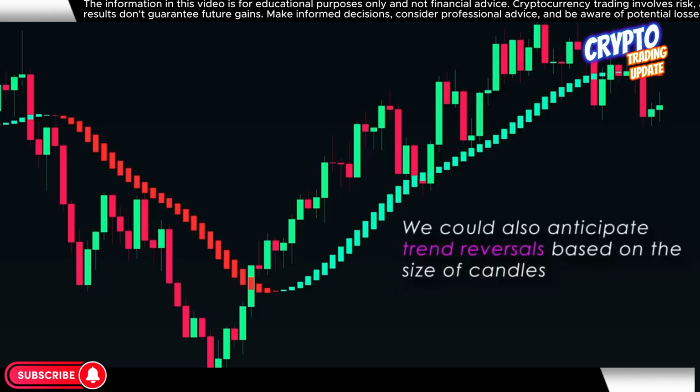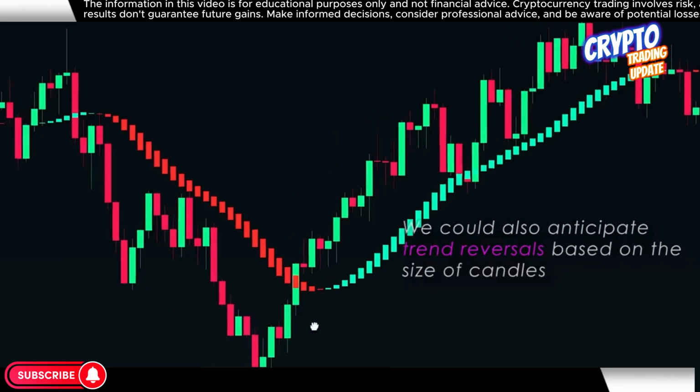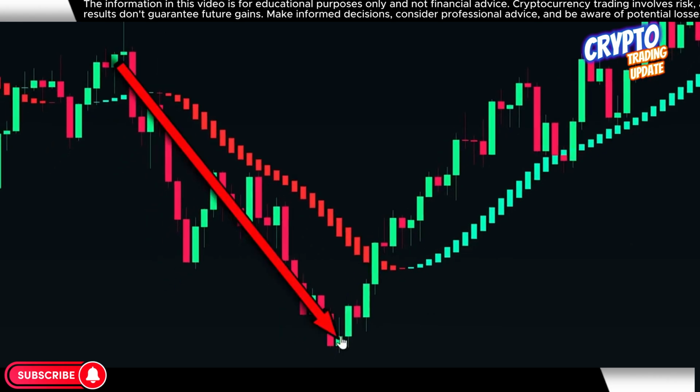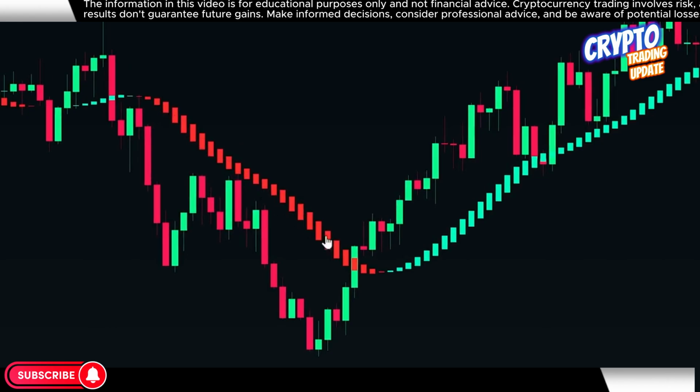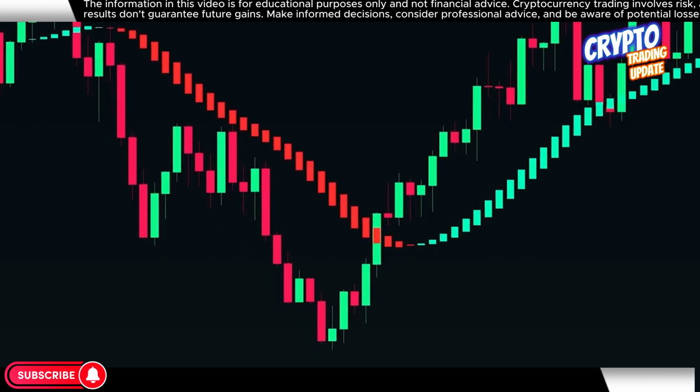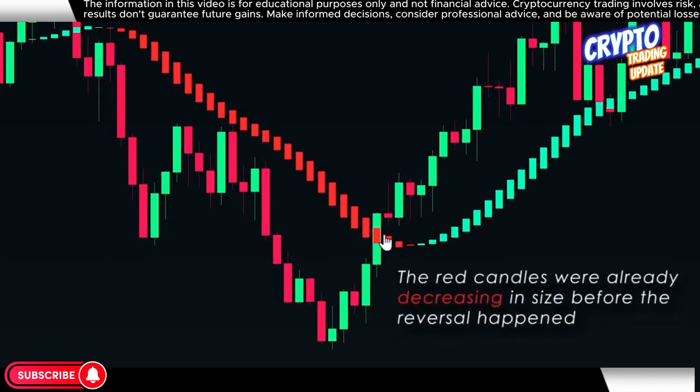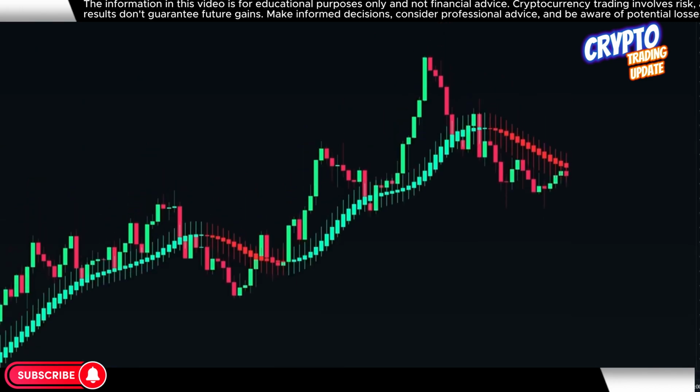Now, these candles could also help traders anticipate trend reversals. For example, here, we spotted a trend reversal from a downtrend to an uptrend, which is also displayed by the Heikin Ashi switching from a red candle to a green candle. However, notice that before the indicator changed colors, the red candles were already decreasing in size before turning green, which shows us that the downtrend here was actually getting weaker before the reversal to the uptrend happened.